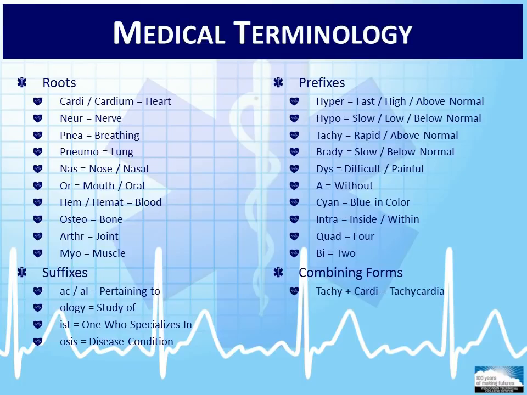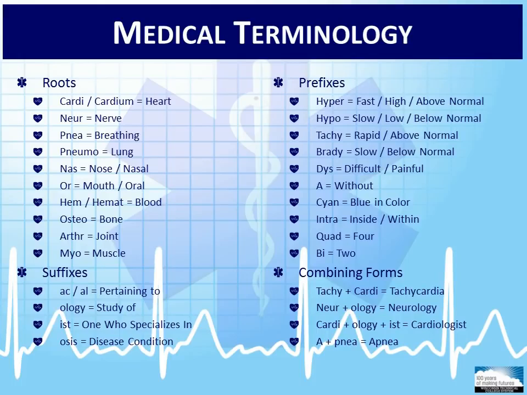For instance, adding tachy to cardi forms the word tachycardia, meaning a fast heart rate. Neur in ology is neurology, the study of nerves and the neurological system. Cardi plus ology and ist is cardiologist, one who specializes in the study of the heart. A is without and nia is breathing. Combine the two and you get apnea, or the absence of breathing. Similarly, dis plus nia is dyspnea, which means difficulty breathing.